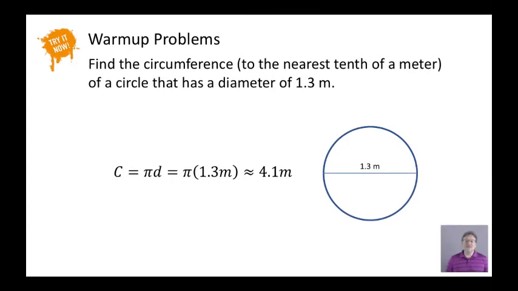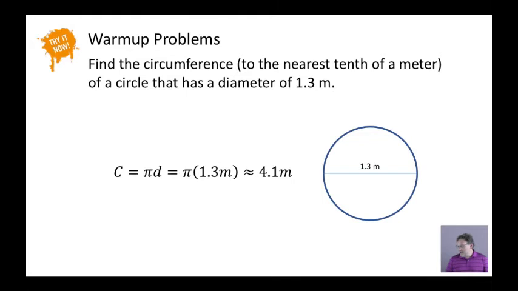Welcome back. Well, I didn't specify what particular approximation for pi that you should use, and so if your answer looks a little bit different than mine, that's fine. But I'm guessing that rounded off to the nearest tenth, you probably shouldn't have something that's any different than 4.1 meters, really. I multiplied pi times d. That's our formula, our best formula for finding the circumference of this circle here. So pi times 1.3 meters is in fact 4.1 meters.